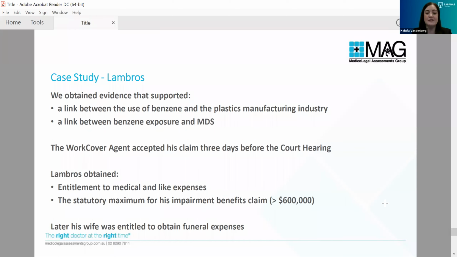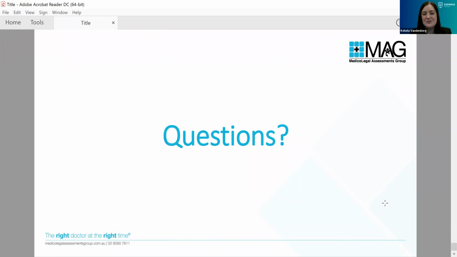So as I noted, eventually they fortunately accepted the claim, and he was able to secure some medical-like expenses, and he did get the statutory maximum for an impairment benefit claim. As noted, unfortunately he did pass away a few years later, and his wife then was able to recover some funeral expenses. So I've touched on a bit of a niche area.